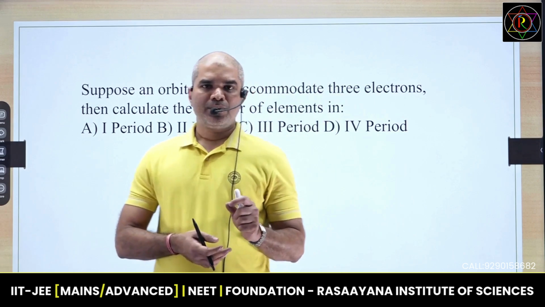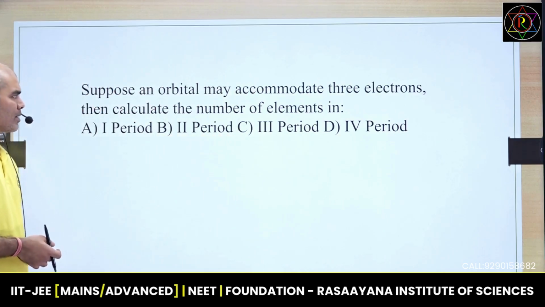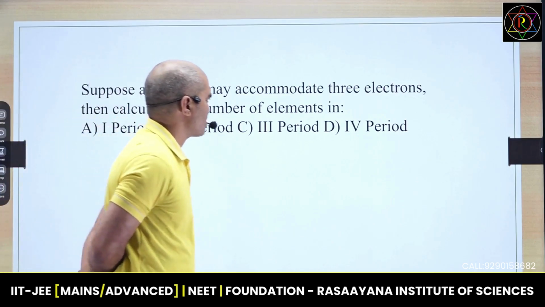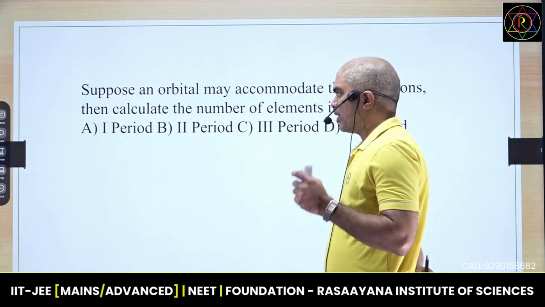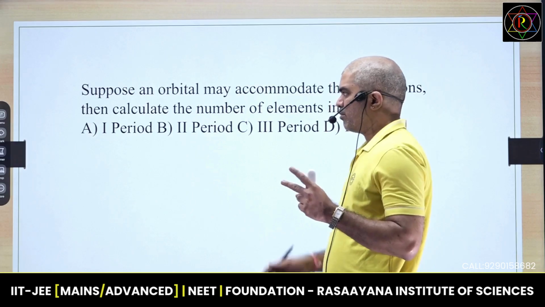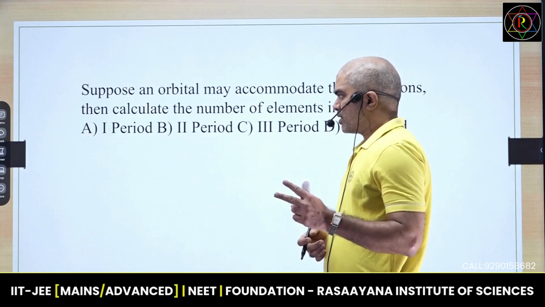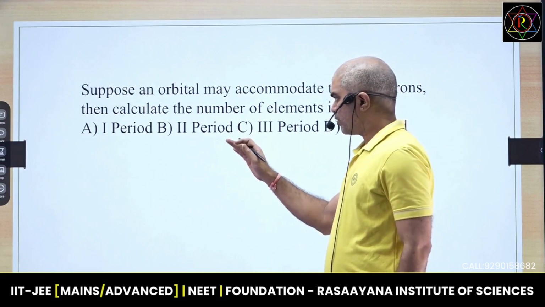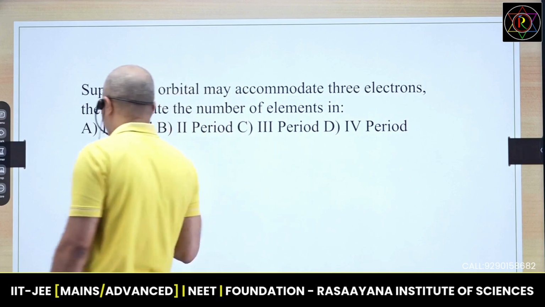But before entering into those types of classifications, let us begin with a small question. Suppose an orbital may accommodate 3 electrons, then calculate the number of elements. Every orbital will accommodate only 2 electrons. You will come to know from the atomic structure, it can accommodate only 2 electrons. Supposing that it is accommodating 3 electrons, then how many elements would be present in the first, second, third and fourth period?